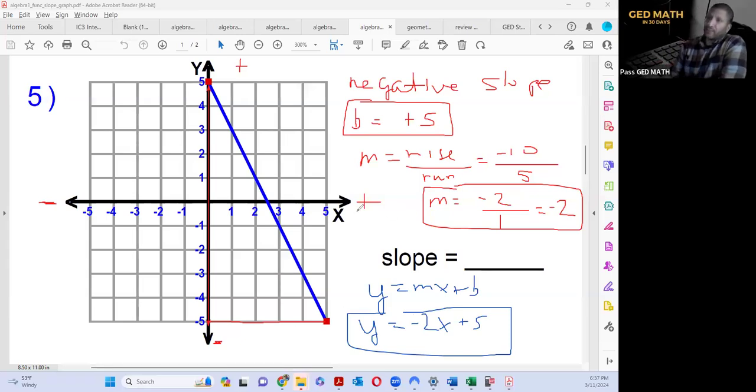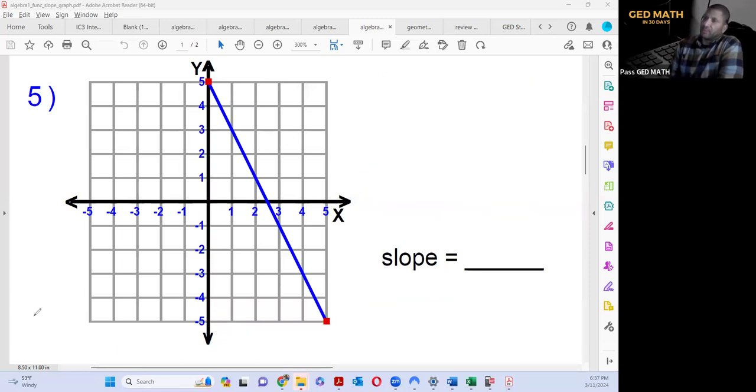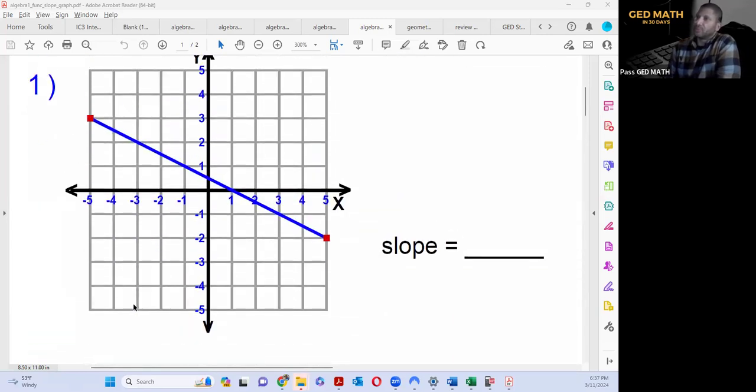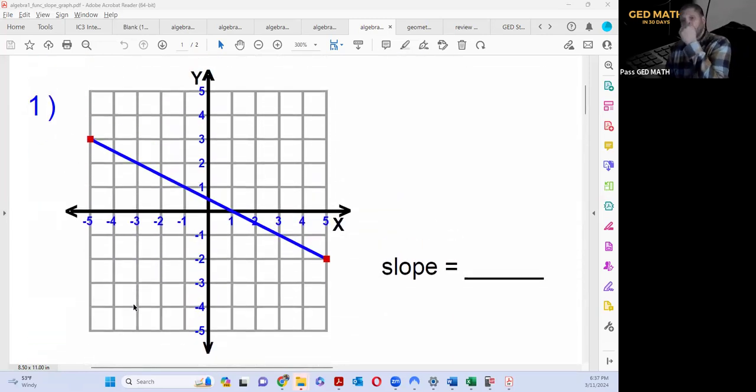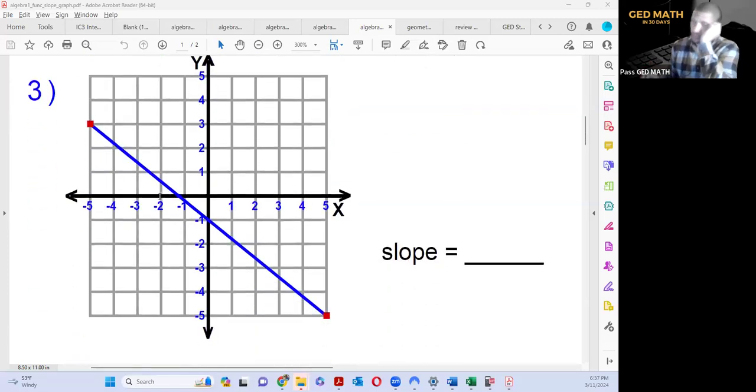Again, this is where the practice comes in. Okay, let's try one more. Let me clear it up. I'm going to ask you the questions first. We don't want to use number 1 because it's not crossing the y-axis at all. Okay, let's do number 3.